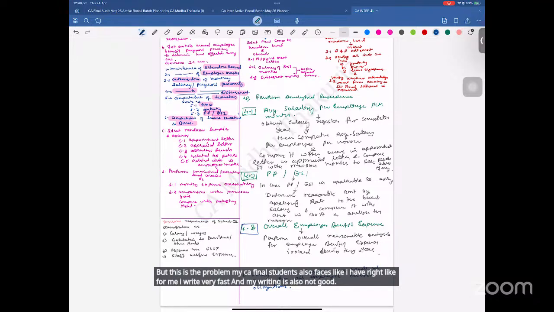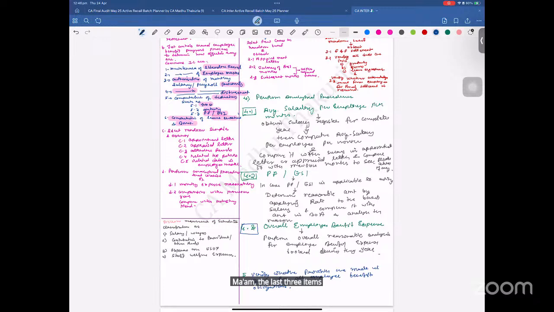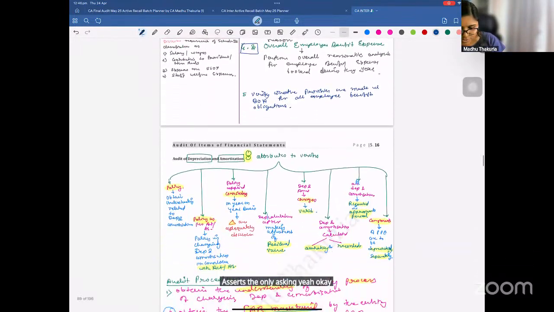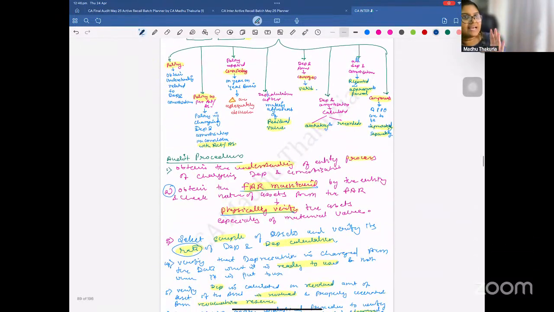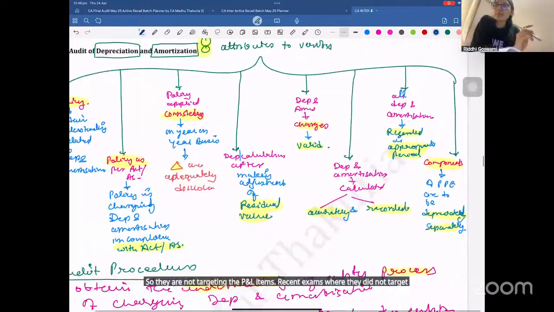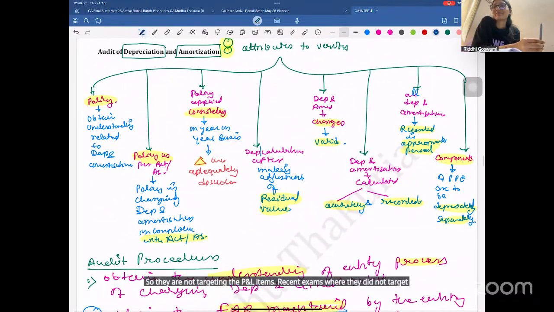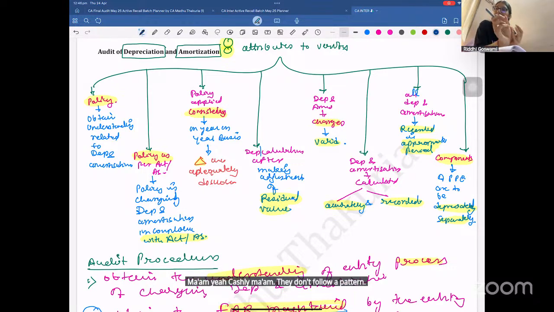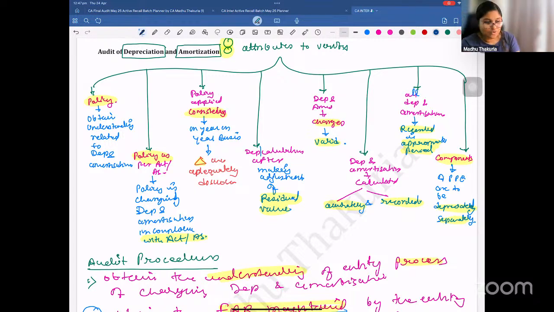Ma'am, in the last 3 attempts, they are focusing on PPE and intangible assets, meaning only assets have come. So they are not targeting the P&L items? In recent exams they did not target them. Ma'am, will they ask in this attempt? No, ma'am, it just happens like that, they don't follow a pattern. Suddenly what you don't expect, study that, it will come. Correct. So we will make sure at least we are studying everything then.